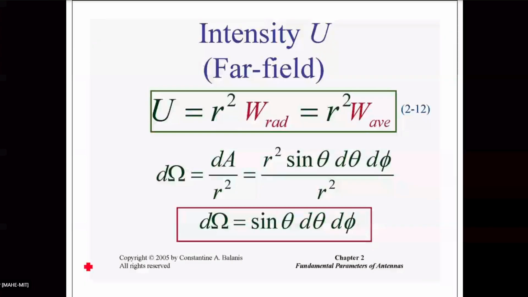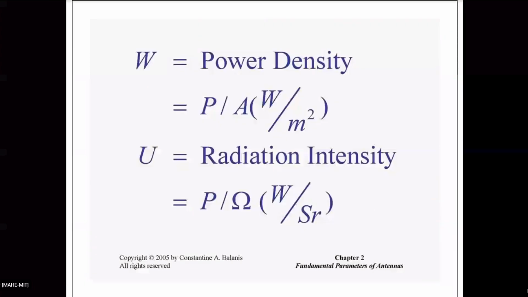Okay, power density is power per area, watts per meter square. Radiation intensity is power per solid angle, omega. Omega is solid angle. D omega is elemental solid angle. Watts per steradian. Have you understood this?